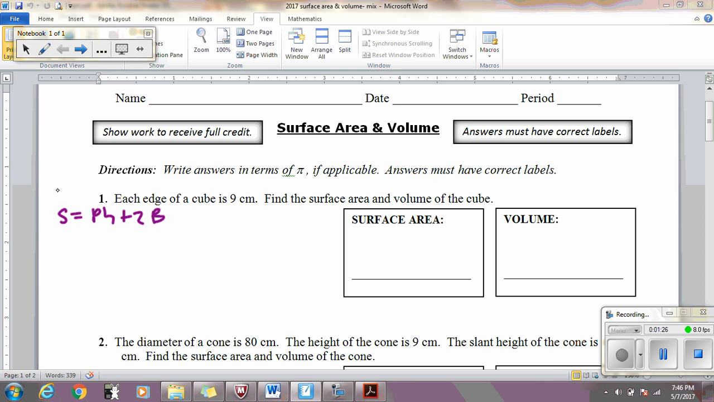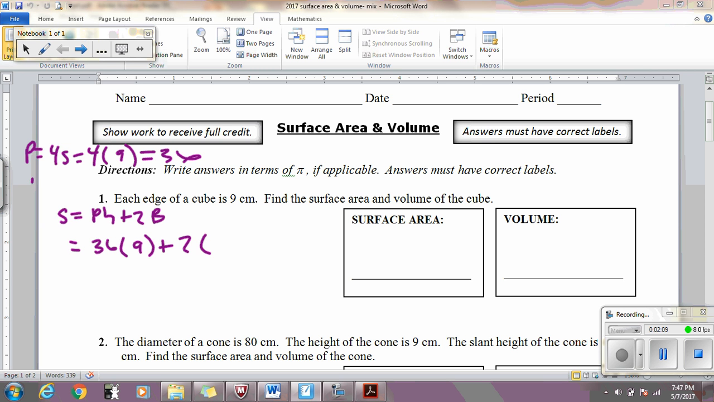So I need to find the perimeter, but it's a cube. So that means each side or each edge is 9. So to find the perimeter of the base, if you want to pull that aside, it's 4 times S. So that means it'd be 4 times 9, which is 36. And since the edge is 9, that represents your height as well. So our height is 9.